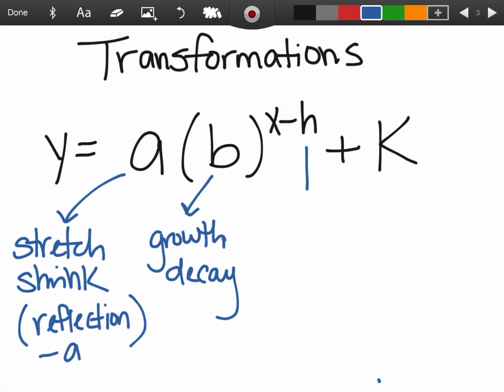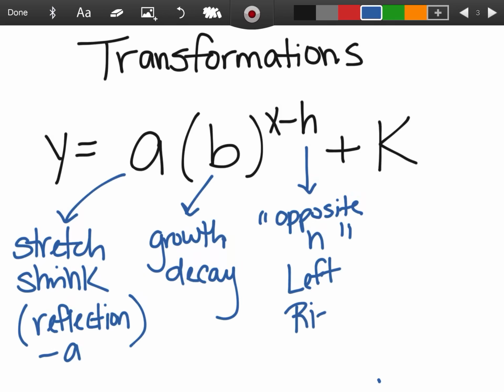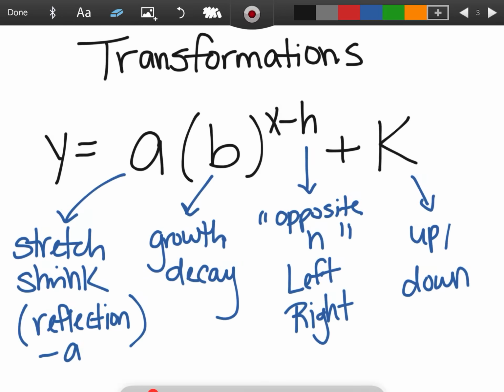Then H, just like in the quadratic unit, is opposite H. Opposite H. So if it's a positive H, we're going to go to the left. Negative H, we're going to the right. Opposite H, remember. And then K tells us up or down. So you might want to take a little screenshot of this so that you can always refer back to it during today's activity. So we're going to talk about each one separately.